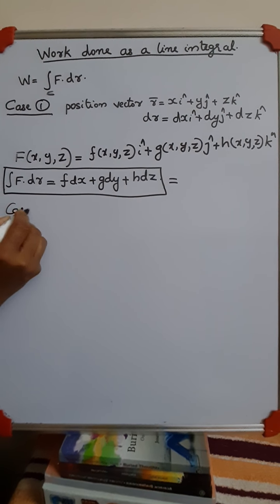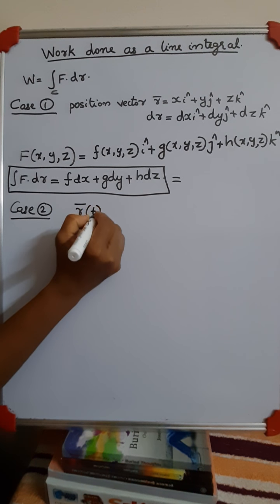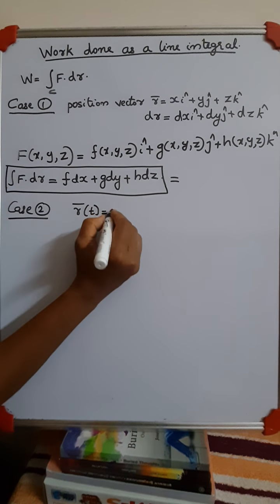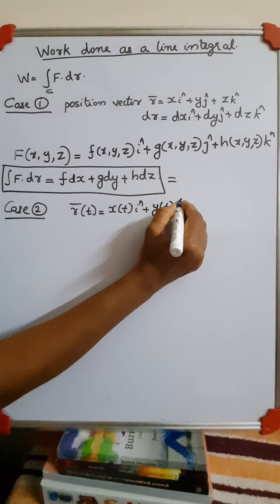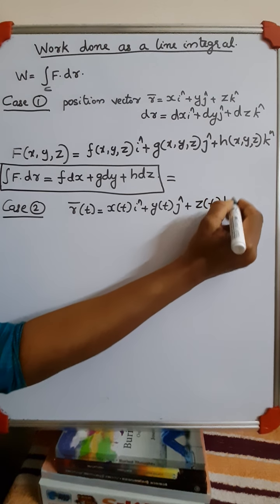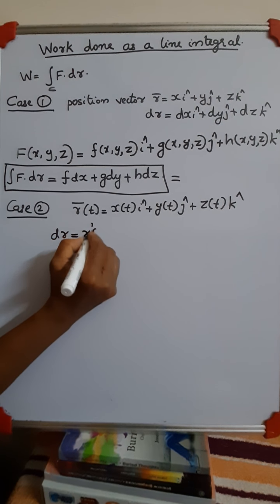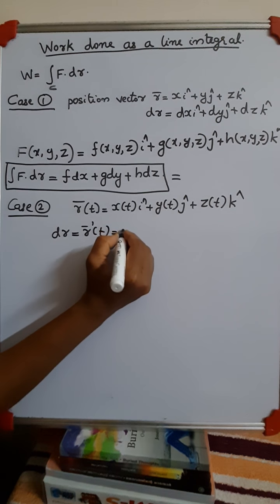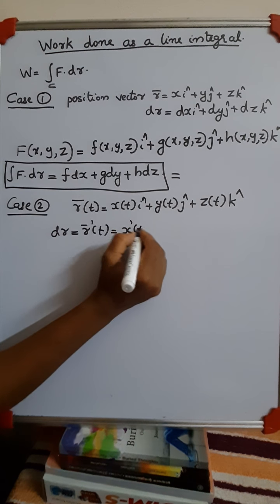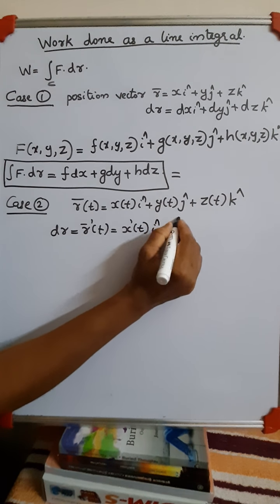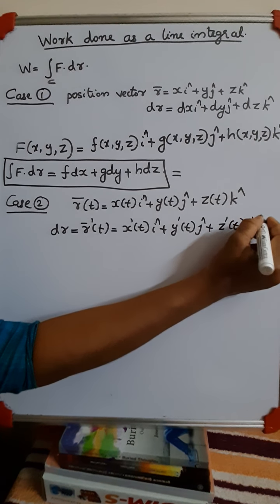And similarly, case 2, the second formula, is when the position vector is given in the form of a parametric equation, r of t is equal to x of t i plus y of t j plus z of t k. So what is dr? In this case, dr is equal to r dashed of t. What is r dashed of t? This is x dashed of t i plus y dashed of t j plus z dashed of t k.